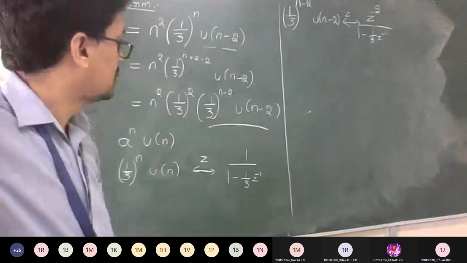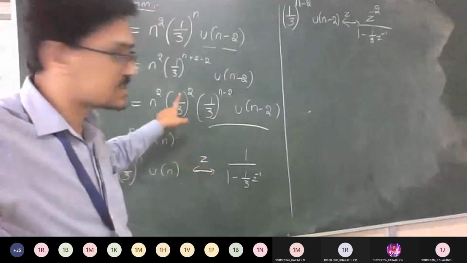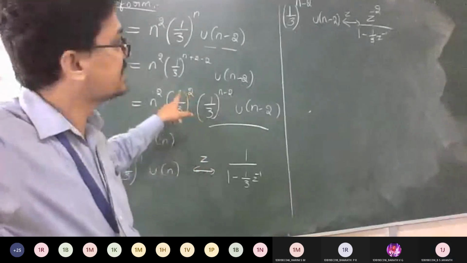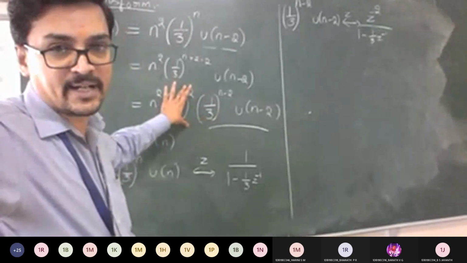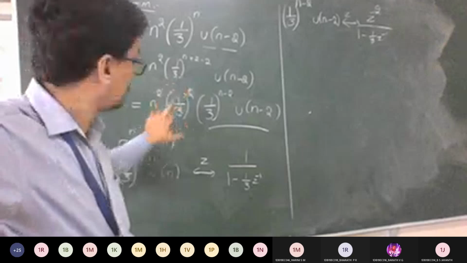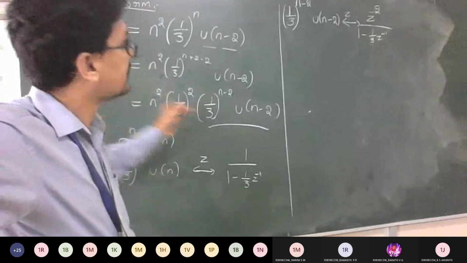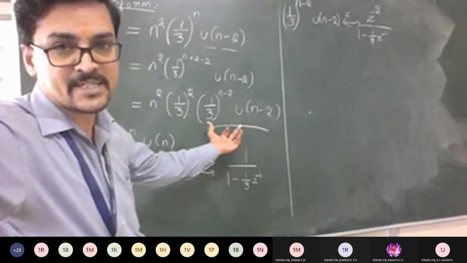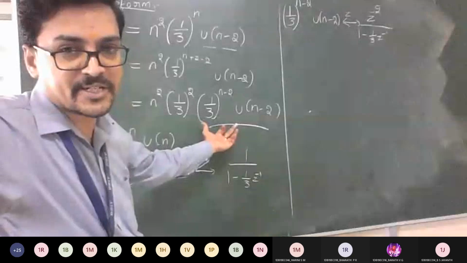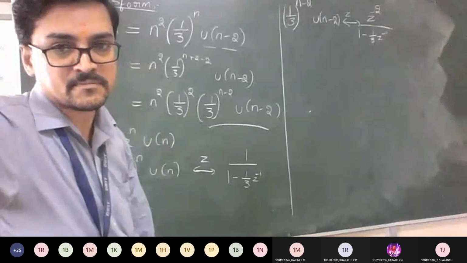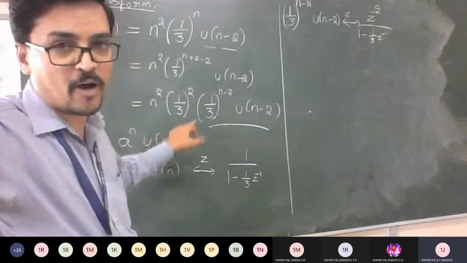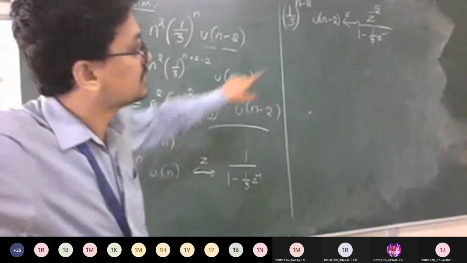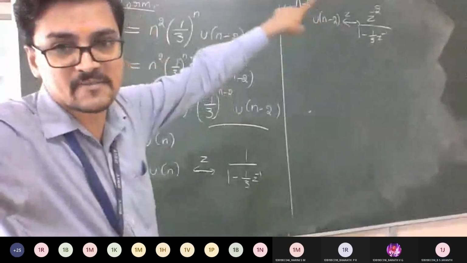Good. Now look here. This 1 by 3 whole square, you can make it as 1 by 9. That is a constant term. You can throw it out. So 1 by 9, I am not going to touch anything. It's a constant. So now what is left is n square into this complete term. Means how many times should you differentiate now? Twice. So you can perform n into x of n. That complete term is your x of n now.